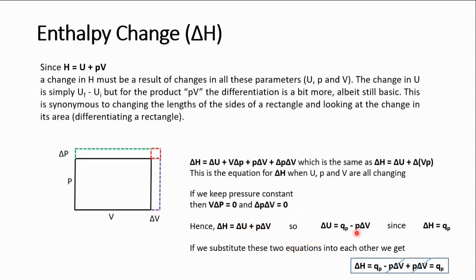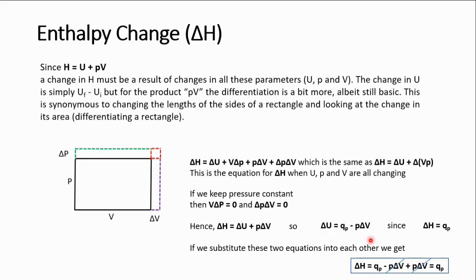Therefore, of course you could rearrange this expression. That's all I'm doing here. So we have delta U is equal to Q, which is the heat at constant pressure, minus P delta V. Now, since delta H is equal to heat at constant pressure, if we substitute these two equations into each other, delta H is equal to heat at constant pressure. So delta H is really the constant pressure heat, and this is just us proving that delta H is equal to the constant pressure heat, by substituting these two equations into each other.